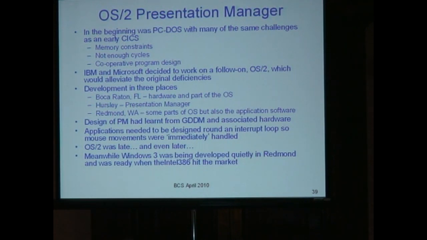So OS2 was getting later and later and later, as all these grandiose projects do. And our friends in Redmond, that's why you're worth about 37 billion, I think now, said, I'll siphon some work off, put it in a warehouse, and they quietly built Windows 3 in the background. And so they were ready with Windows 3 when the new Intel came out. Bang, they did a deal under the covers.